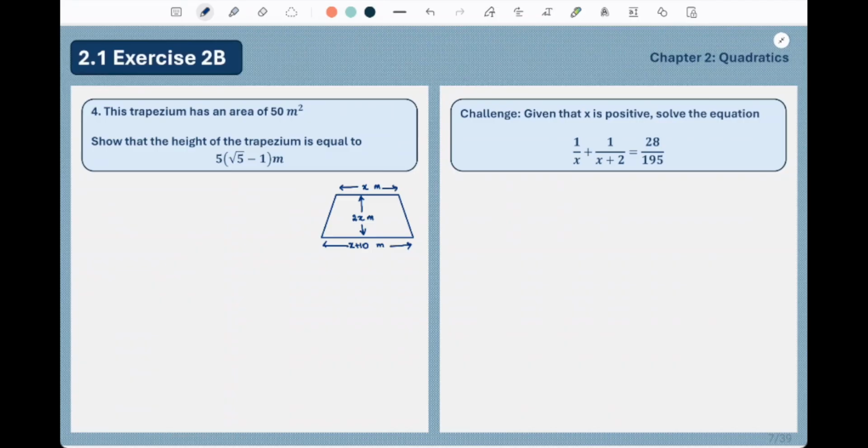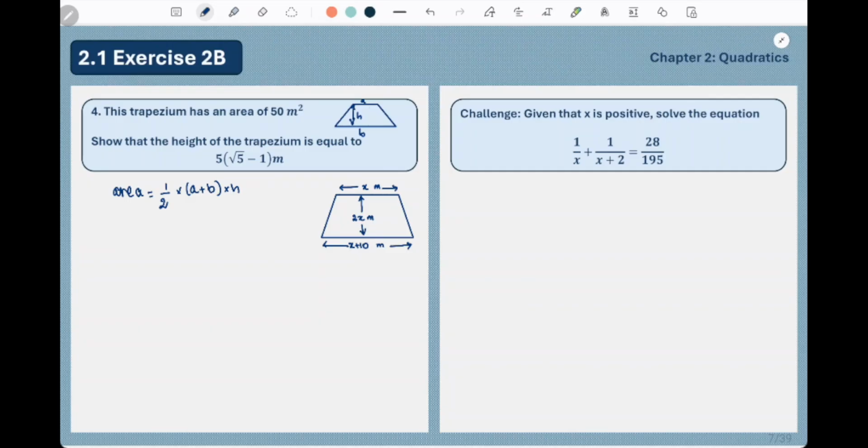The first one is question 4. This trapezium has an area of 50 meters squared. Does anyone remember what the area of a trapezium is? If not, I will just write it over here. If I have a shape in this form, where this is A, and this is B, and this is my height H, then the area would be equivalent to 1 over 2 times (A plus B) times H.